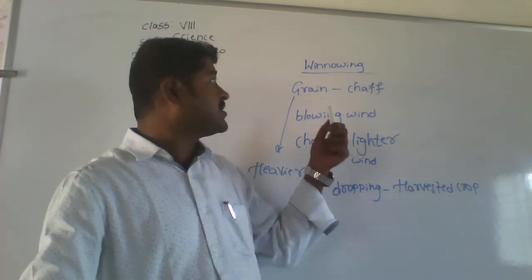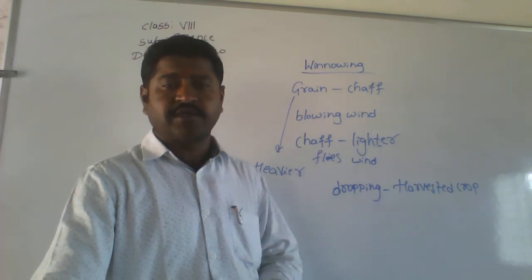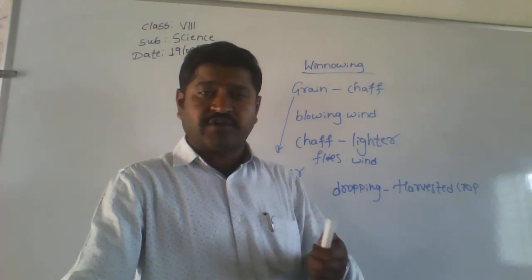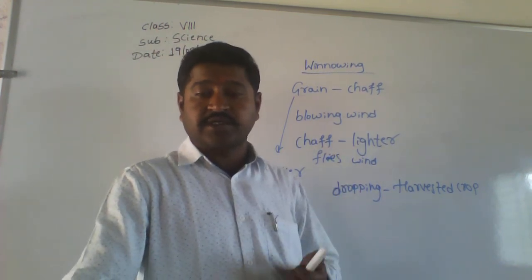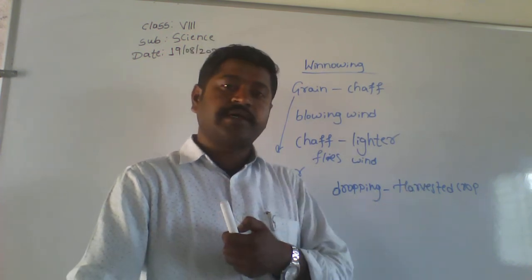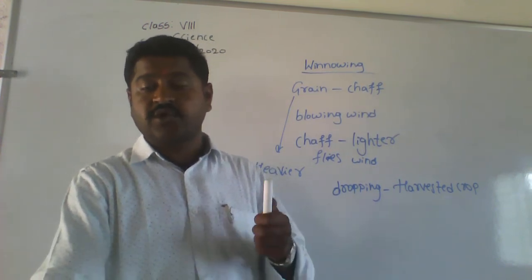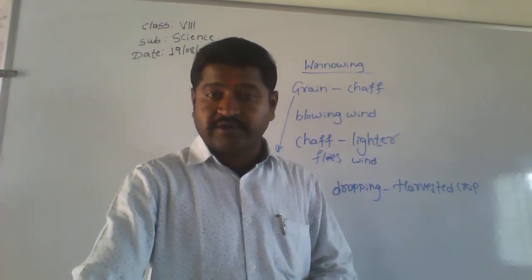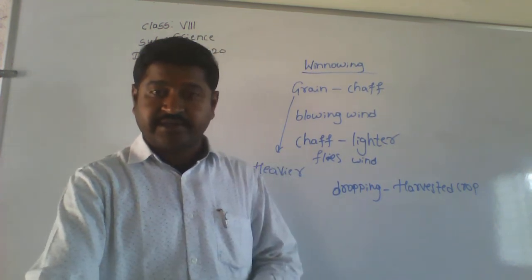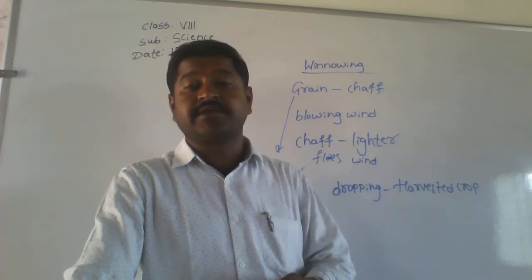So understood what is winnowing? It is nothing but separating grains from chaff. Here the farmer drops the harvested crop from a particular height, so that the lighter chaff is blown away with the wind, whereas the grain, which is heavier compared to chaff, falls right in front of the farmer. So what is chaff here? Chaff is nothing but where the seeds are covered.